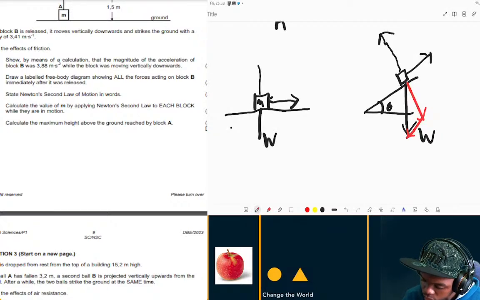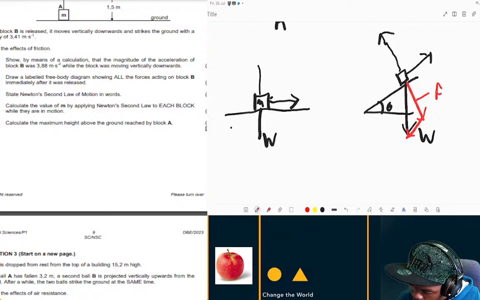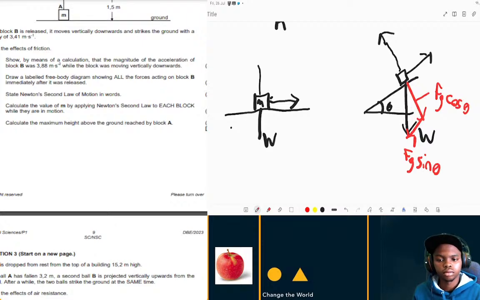So now this one is our Fg cos of theta, and this one is our Fg sine of theta. This one is also referred to as gravity Fg perpendicular, and this is referred to as Fg parallel, because this one acts parallel to the surface, and this one is perpendicular to the surface. So you have Fg cos of theta, Fg sine of theta.